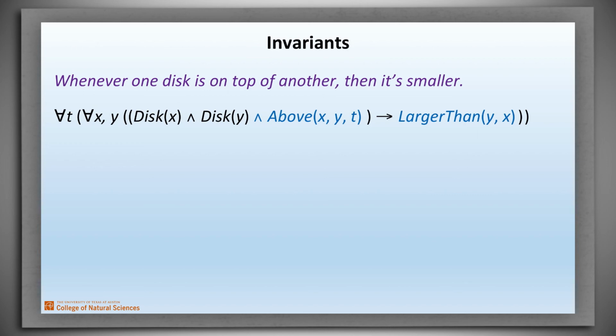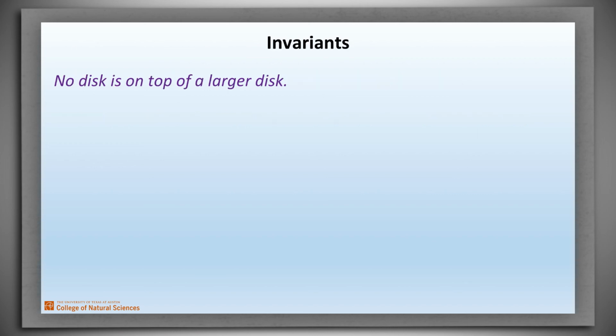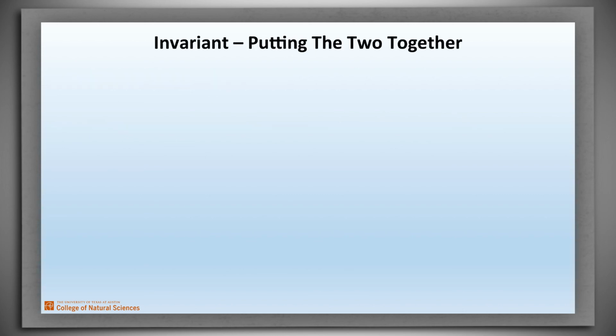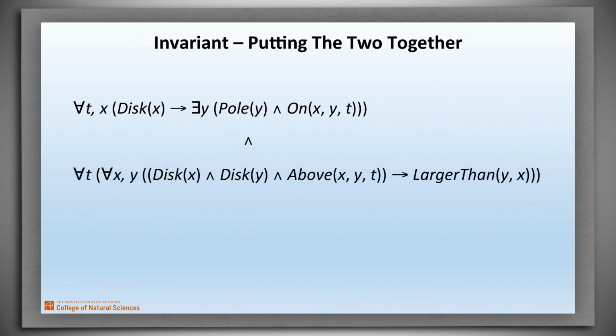By the way, we could have said this using our original negative form, and it would have looked like this. There doesn't exist a time and a pair of disks such that x is above y and x is larger than y. It's often useful if we write individual invariants to combine them to make a single one that's the and of the individual ones. And so if we want, we can do that. We have that every disk is on some pole and no disk is on top of a smaller one.